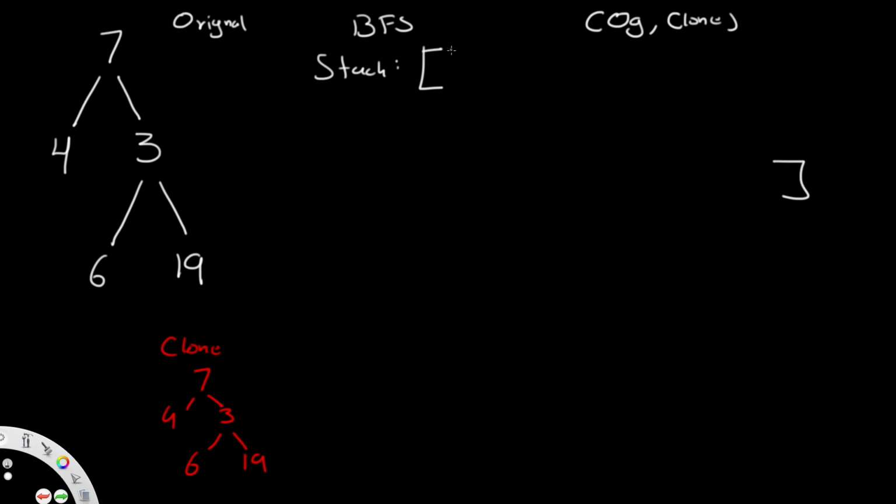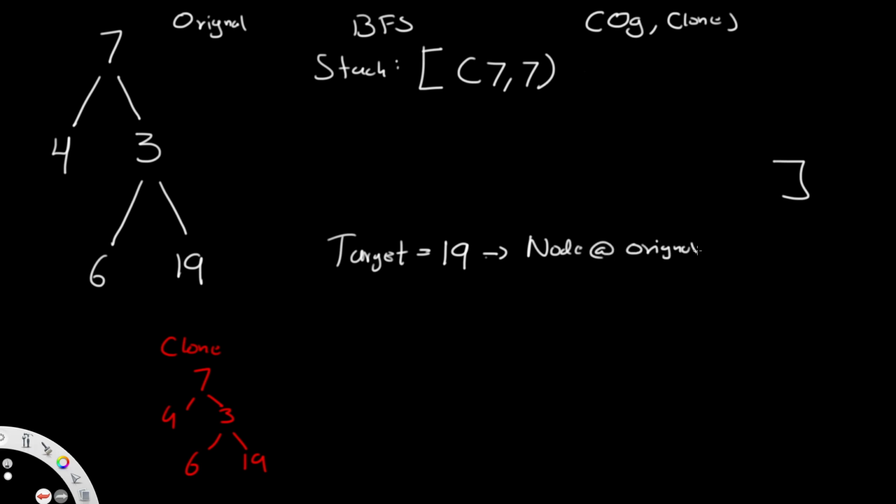So let's see how we can do it now. Like I said earlier, we're going to start off with the root nodes. So we're going to have the root node of the original and the root node of the clone, okay? So 7, 7, and again, these are not numbers, these are the nodes, okay? 7 refers to the node 7, not the number. So 7, 7. Okay, and let's just put a target here, and I'm just going to say the target is equal to the node 19. So 19, just to be clear, is a node at original, so we can only compare it with original, okay? So now we have 7, 7.